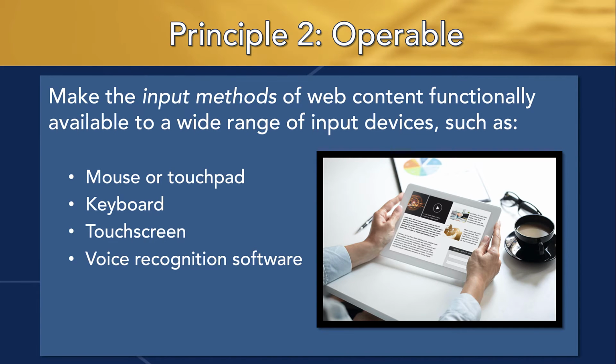Principle 2 is operable. The goal is to make the input methods of web content functionality available to a wide range of input devices, such as mouse or touchpad, keyboard, touchscreen, voice recognition software. Features such as navigation or interactive components must be functional no matter what input device a person is using. For example, keyboard users must be able to navigate into a drop-down menu, select a link within that menu, or move past the menu completely if they want to, all without using a mouse.